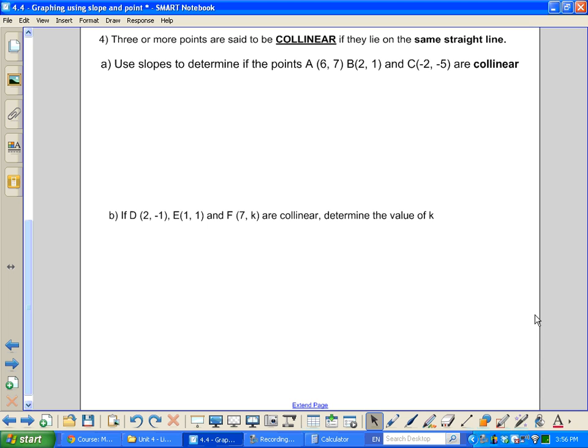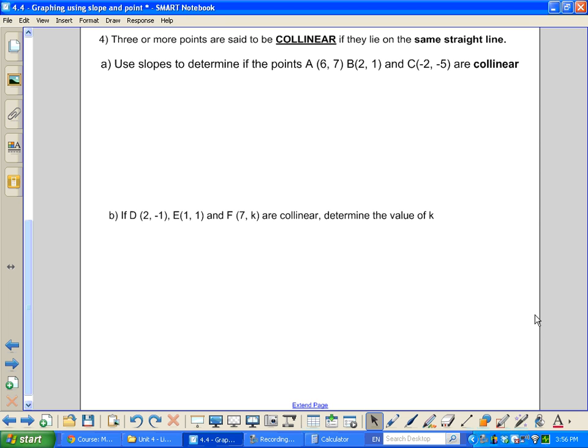Let's talk about another example dealing with some terminology: collinear. Now, collinear means exactly what it looks like it means. Co, meaning together, linear, meaning of a line, together in a line. Three or more points are said to be collinear if they lie on the same straight line.